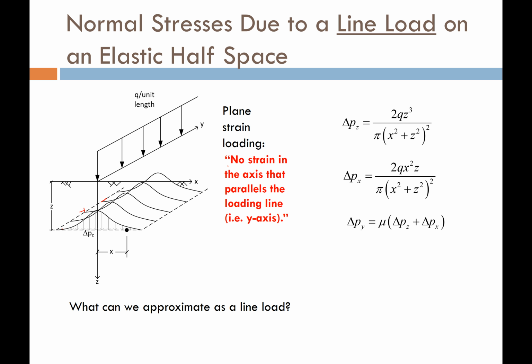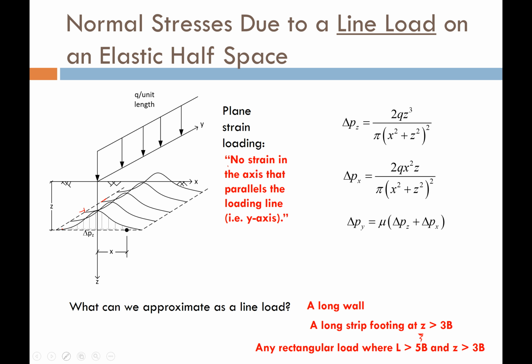So what kinds of things can we approximate as a line load? Well, maybe like a long wall, the footing for a long wall, or maybe a long strip footing, as long as the depth of my soil element is greater than 3 times the width of my strip footing. Cool, so that's line loads. I forgot one. I'm sorry. Any rectangular load where the length of my footing is greater than 5 times the width and the depth of my soil element is greater than 3 times the width.